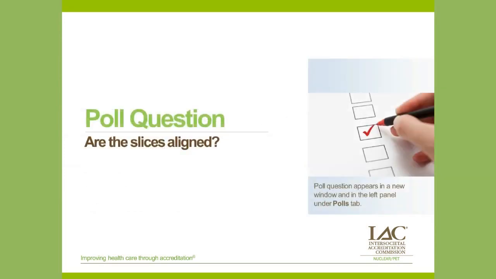So now we're going to answer a little poll, and it's kind of to simulate the QI tool. Obviously, we can't go through every single question, but I'm going to show you an image in a second, and I want you to answer the poll question of, are the slices aligned?